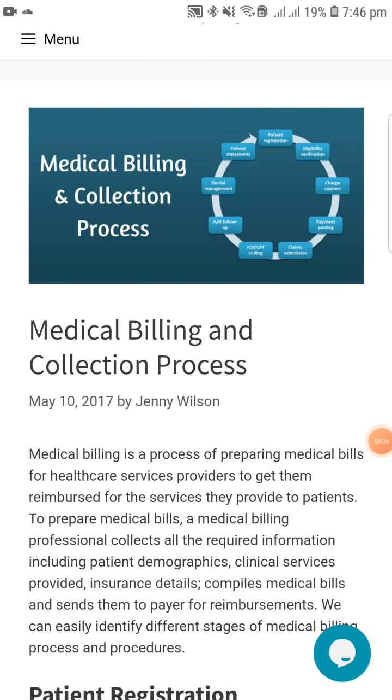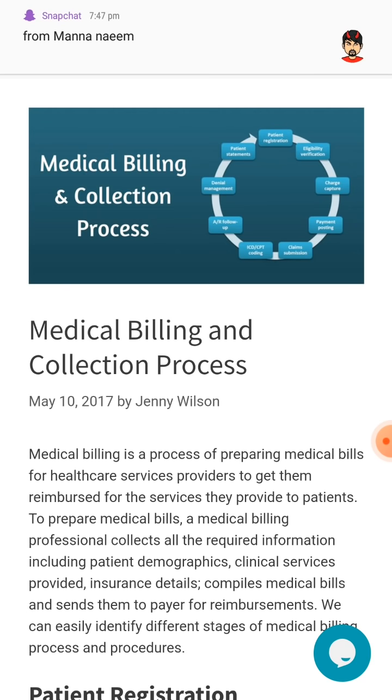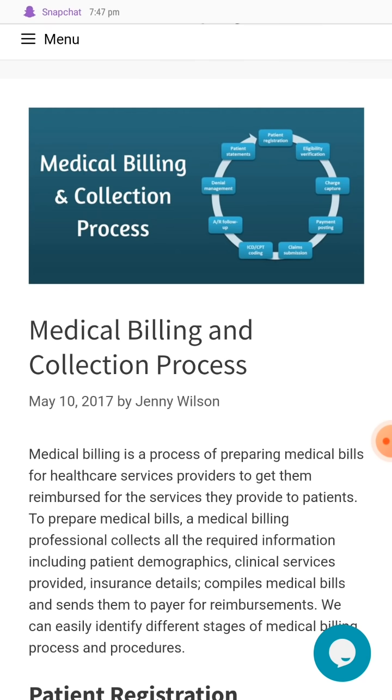Medical billing is a process of preparing medical bills for healthcare service providers to get them reimbursed for the services they provide to patients. To prepare medical bills, a medical billing professional collects all the required information, including patients' demographics, clinical services provided, and insurance details, compiles medical billings and sends them to the payer for reimbursement.